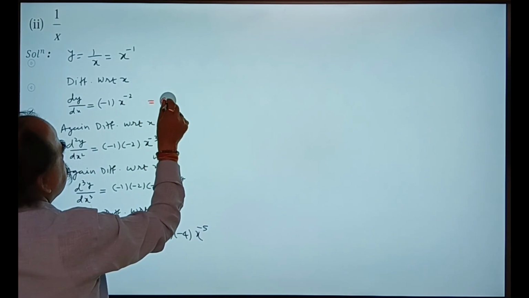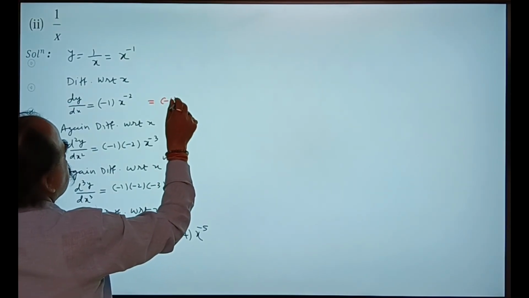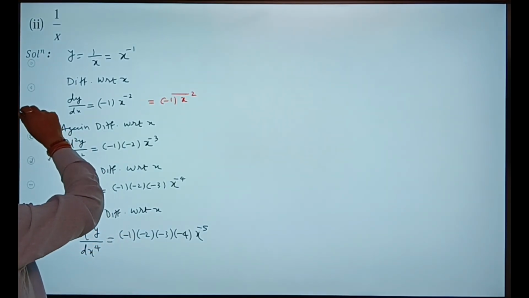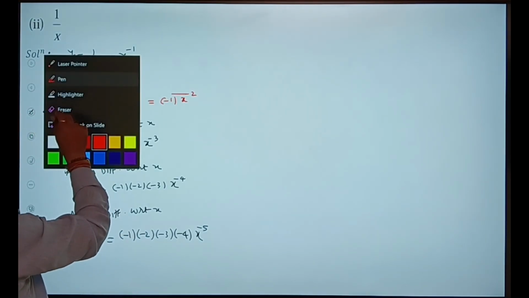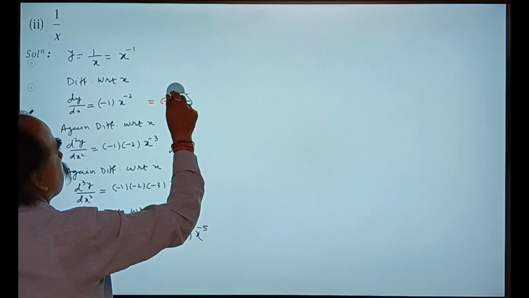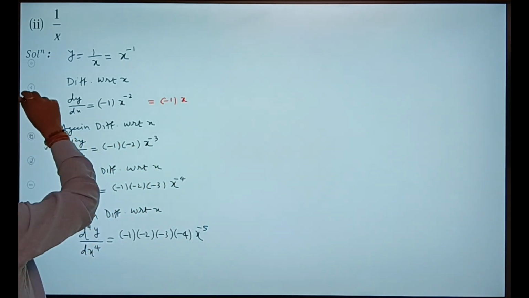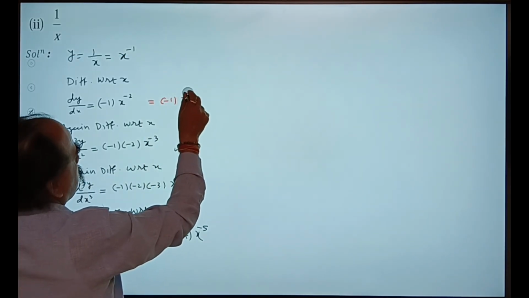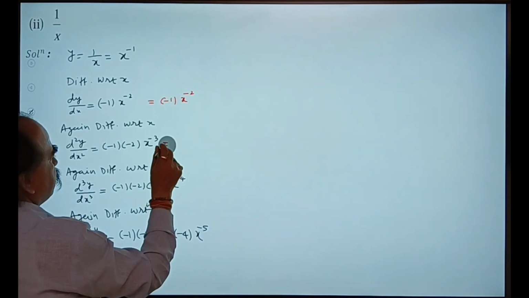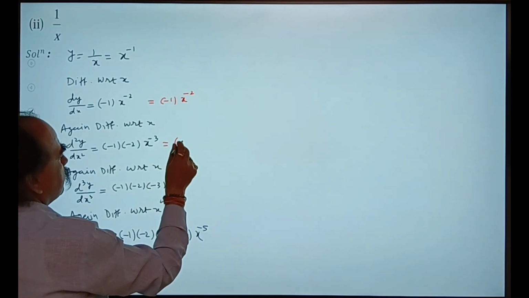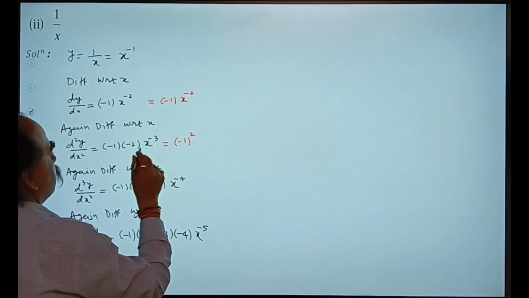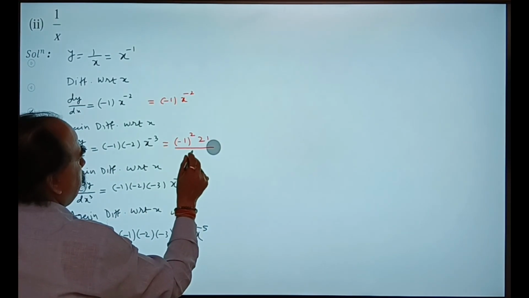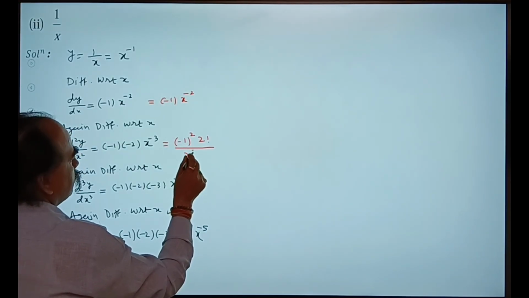This is minus 1 x raised to minus 2. This can be written as minus 1 squared into 1 into 2 is 2 factorial upon x raised to 3.